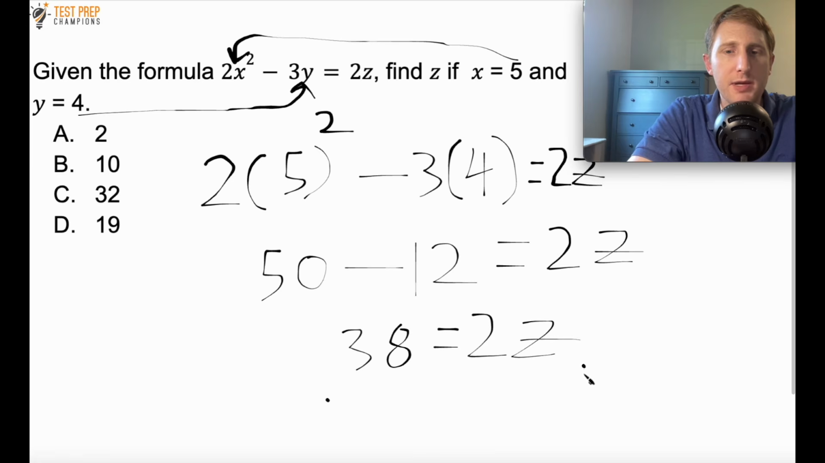And the last step here to get the z by itself is to divide by 2 on both sides. It's a little bit of a tongue twister, at least for me. So 38 divided by 2 is 19. So we'll see that 19 equals z. So D is the correct answer here.